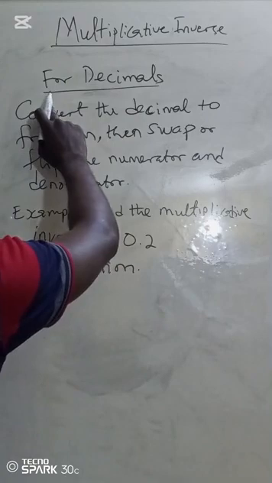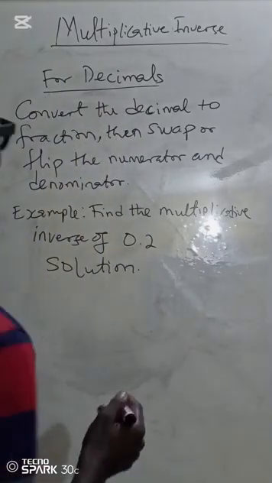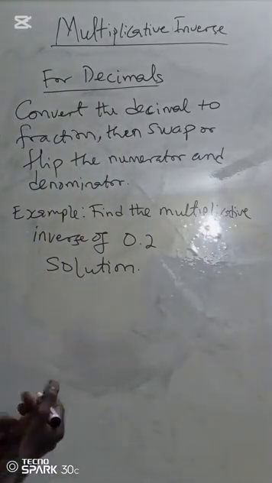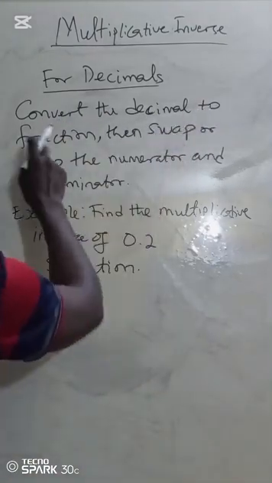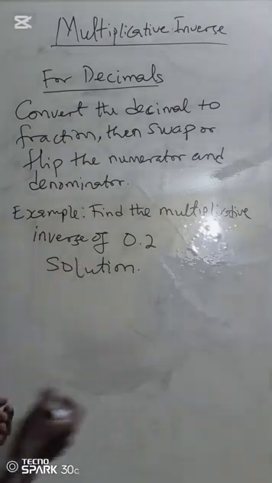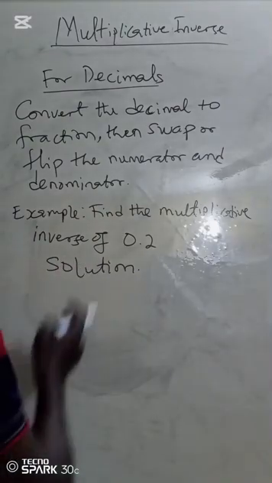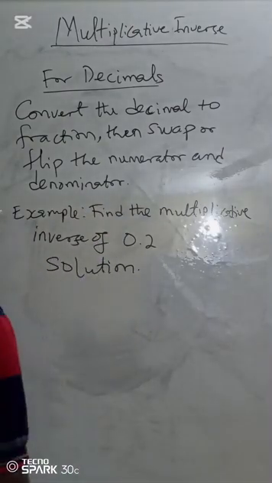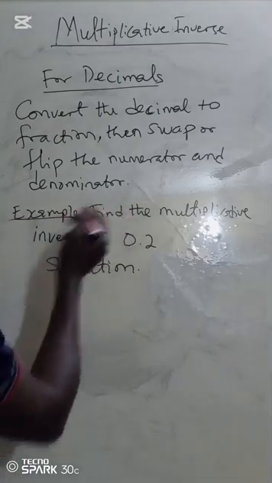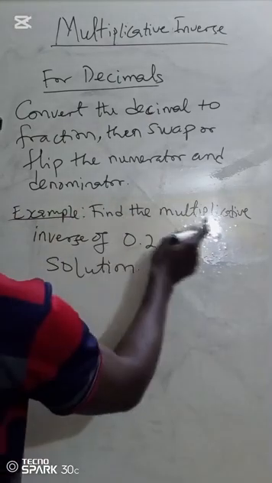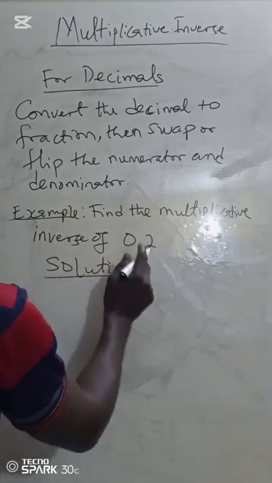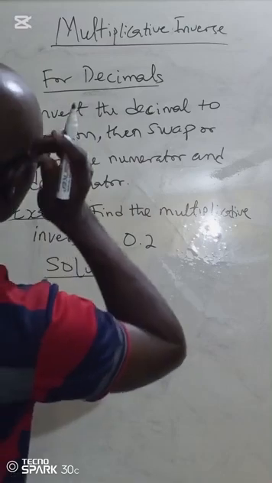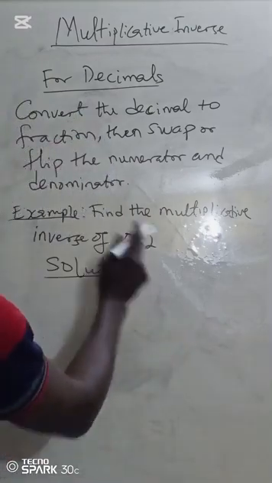Let us look at the third objective: looking for the multiplicative inverse of a decimal. What do you need to do? Convert the decimal to a fraction, then swap or flip the numerator and denominator. Let's look at an example we have here. Find the multiplicative inverse of 0.2.